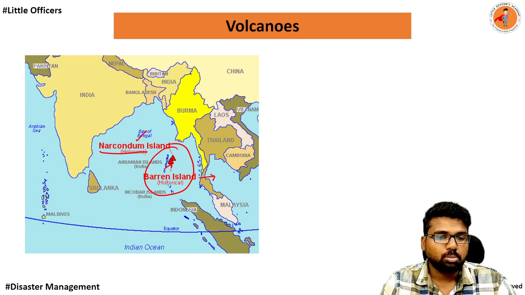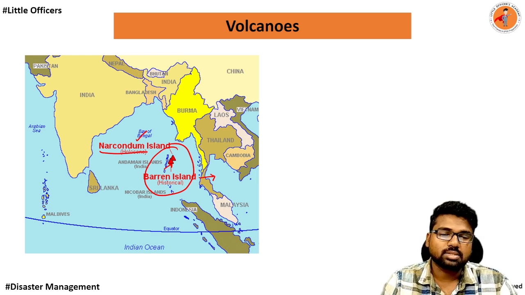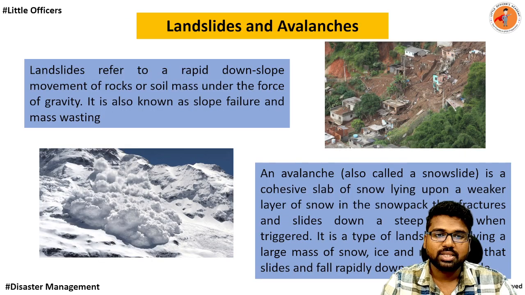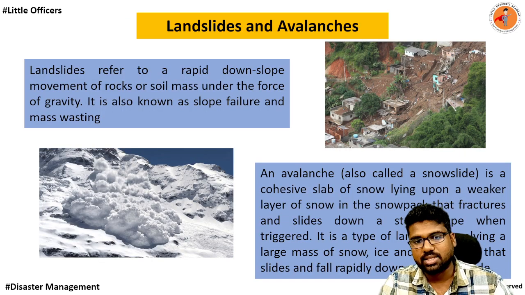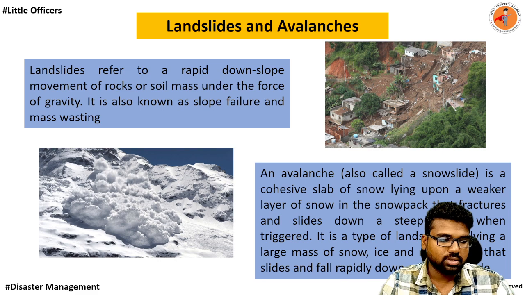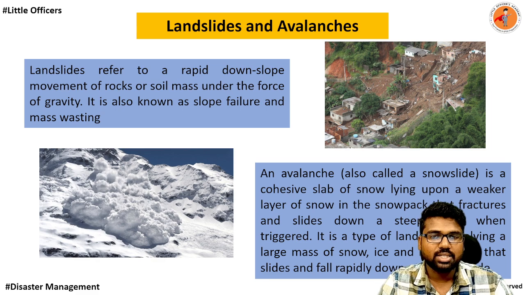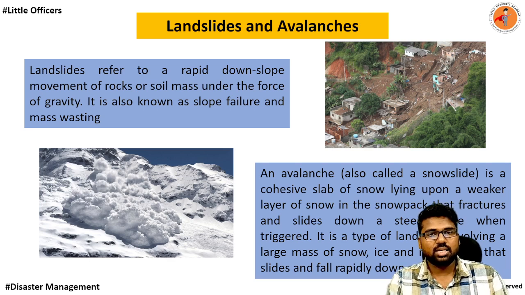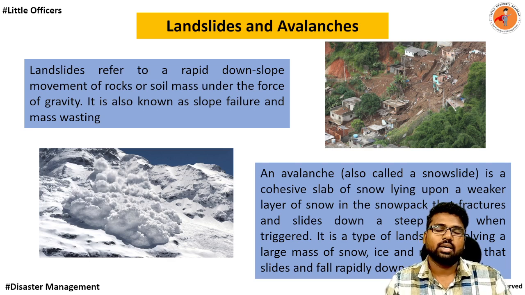Now moving on to the next important disaster, where every now and then you can see the disaster and its impact in India, that is landslides and avalanches. I'm covering both landslides and avalanches together because both of them are similar. The mechanism is similar, only the material is going to vary. So we will cover landslides, and the counterpart of it you can take to be avalanches.